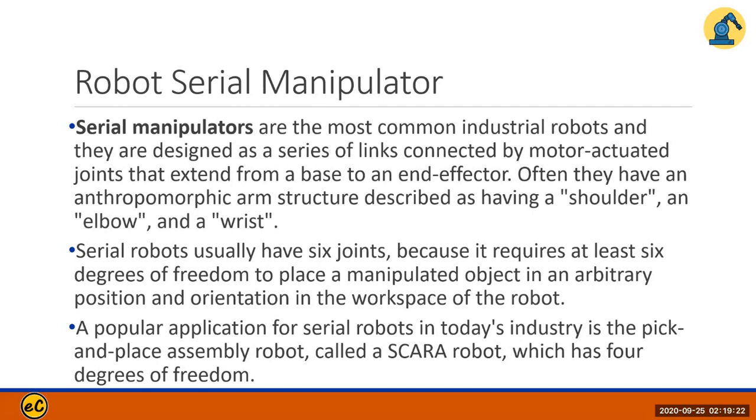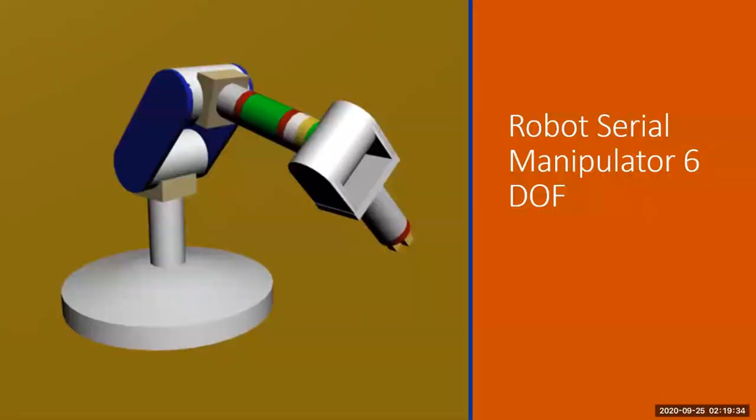A serial manipulator is a human arm-like robot, and we can have a SCARA robot as a simplified version, and it is popularly used. So this one, you can look at it. It is a serial robot manipulator with 6 degrees of freedom.